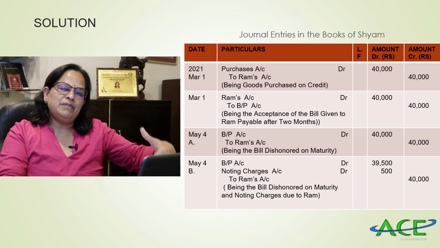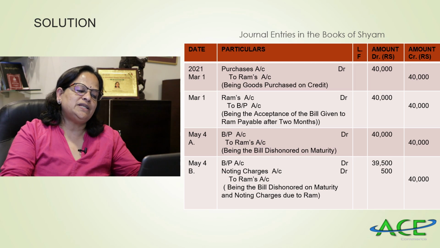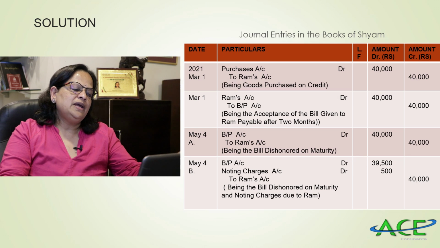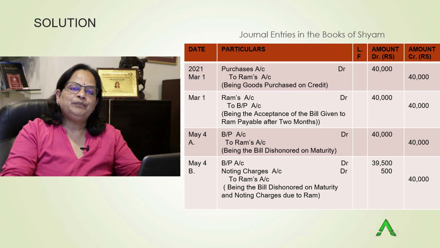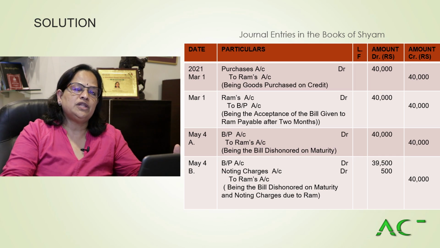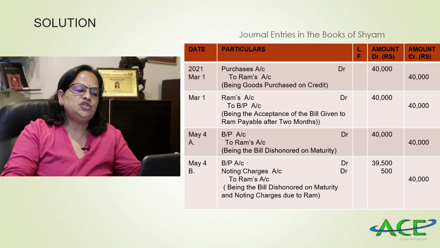Now we are coming to the payment. That is on May 4th. I told you 2 months plus 3 days of grace. That is how we are getting May 4th, and two options. One is when noting charges are not paid, and the second one is when noting charges are paid. So bills payable account debit 40,000 to Ram's account 40,000, being the bill dishonored on maturity. Next is when noting charges of 500 are paid by Ram in cash. Bills payable account debit 39,500, noting charges account debit 500 to Ram's account 40,000, being the bill dishonored on maturity and noting charges due to Ram.